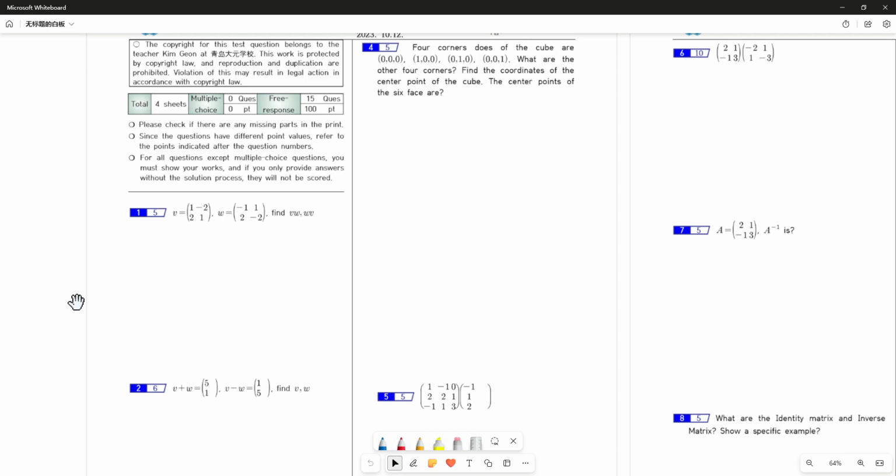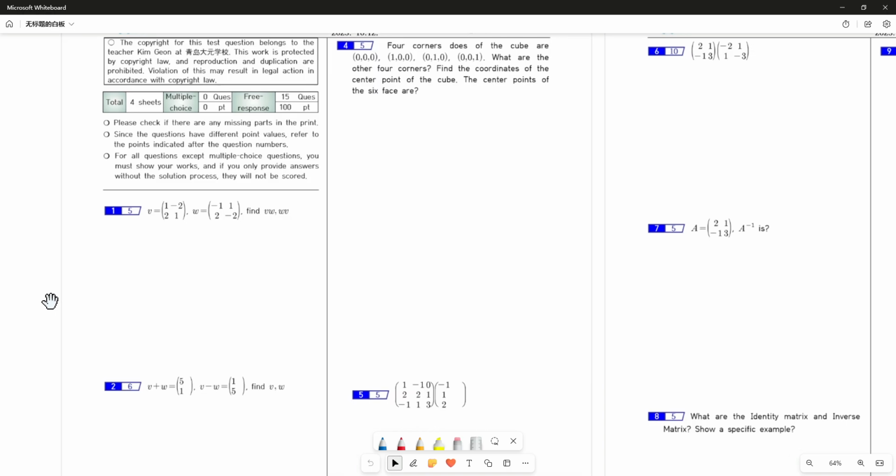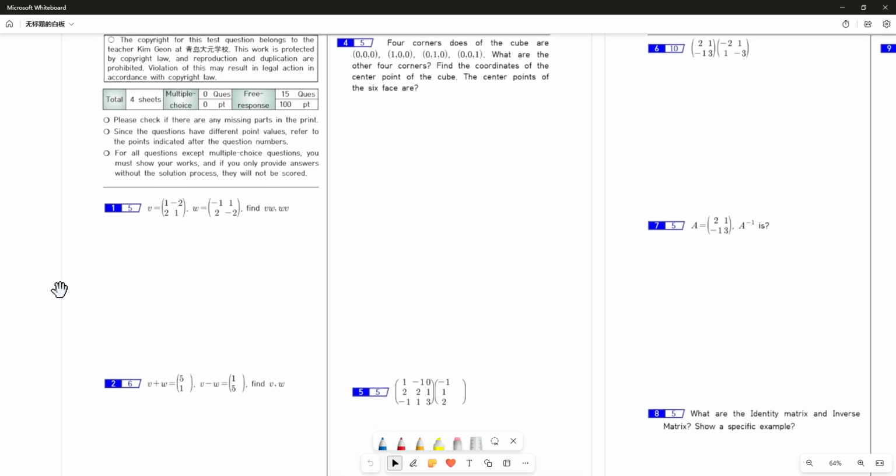So please refer to your backup procedure. Number one, just find V product W and W product V. I already told you in previous mathematics classes that in the case of matrices, commutative properties are not allowed.